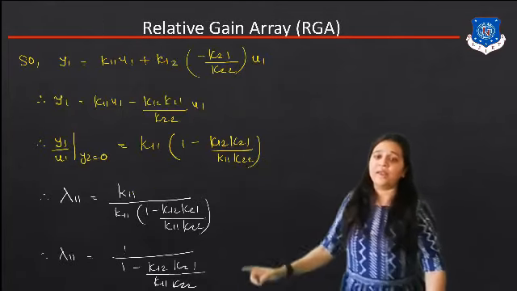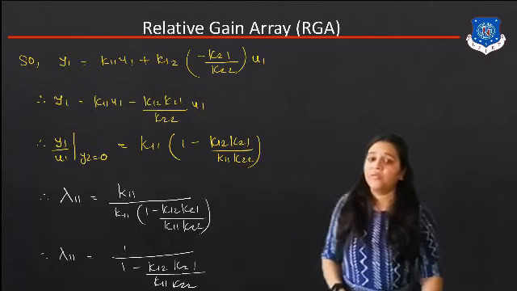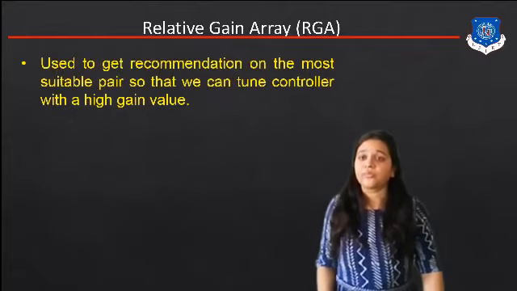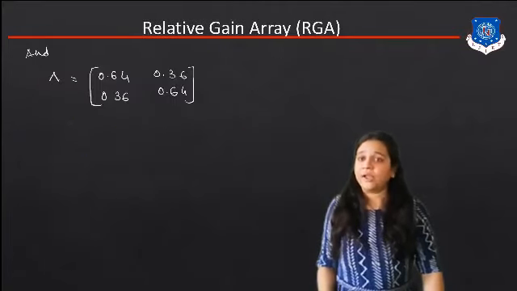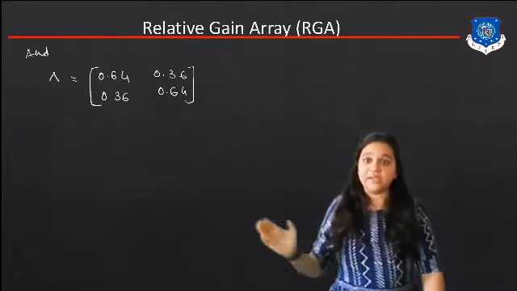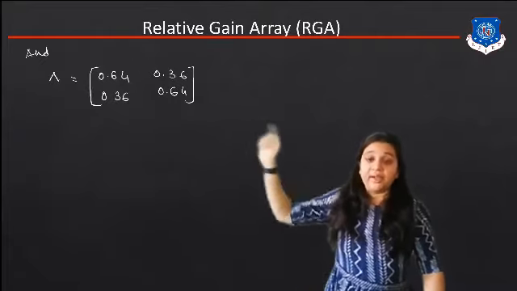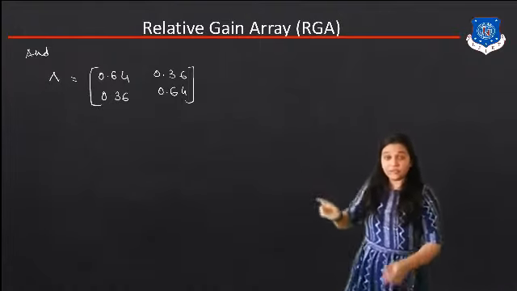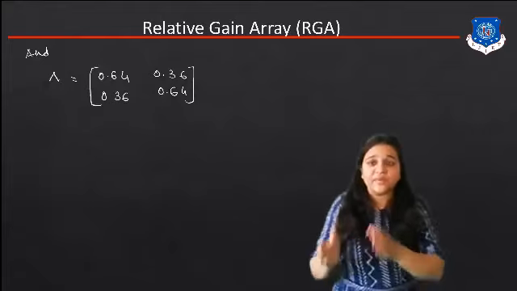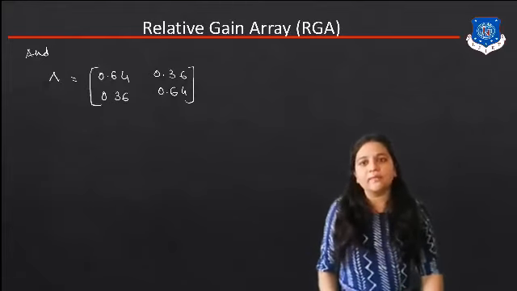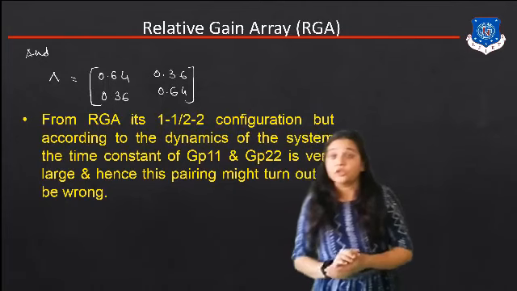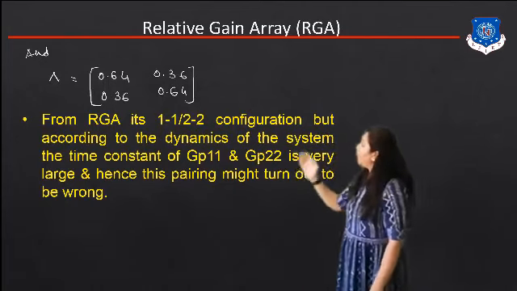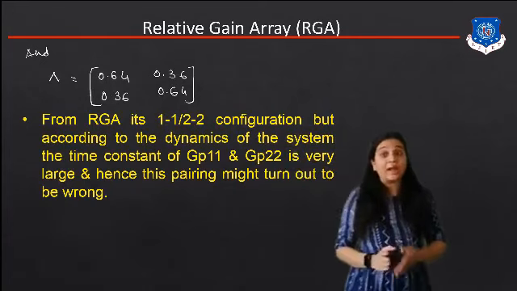Okay, put the value of k12, k21, k11 and k22 in the lambda 11 equation, and then we have to find the value of RGA, that is 0.64, that is lambda 11. So we can put here 0.64, again 0.64, and the other two terms are 1 minus 0.64, that is equal to 0.36.